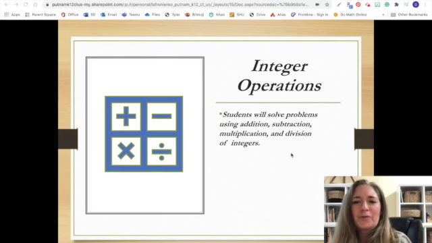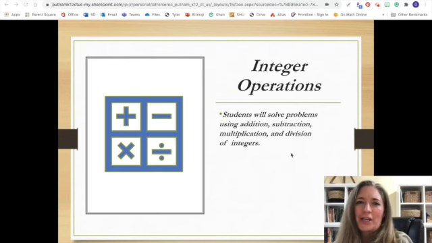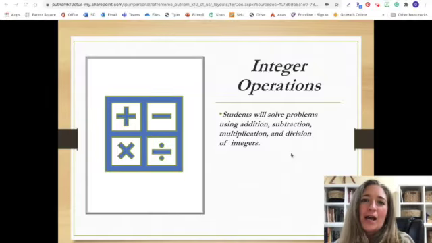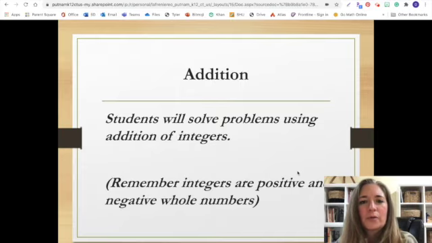We are going to be reviewing our integer operations because they become very important with some of the work we're going to be doing. So we're going to be doing adding, subtracting, multiplying, and dividing, but we're going to do them one at a time. So for today, we are going to start with addition.